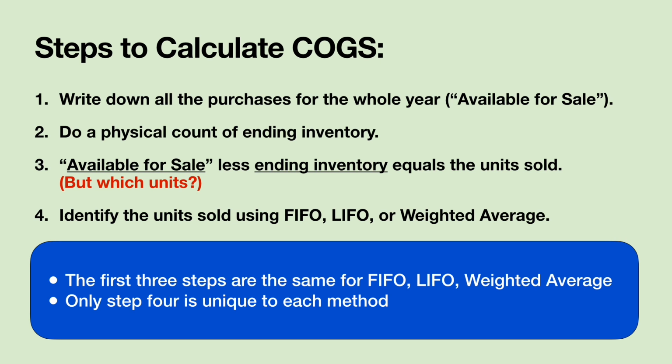But then step 4, we have another problem. When we know how many units we sold, then we have to think, well, are we going to use the FIFO, LIFO, or the weighted average method of identifying those units that were sold? The first 3 steps here are the same for all 3 methods of periodic FIFO, periodic LIFO, and weighted average. The only difference is step 4, when we're trying to actually identify which exact units were sold.